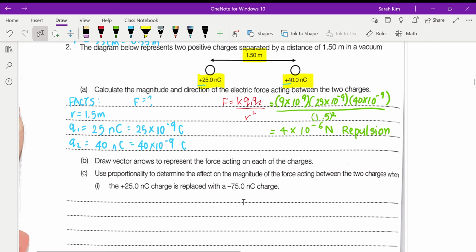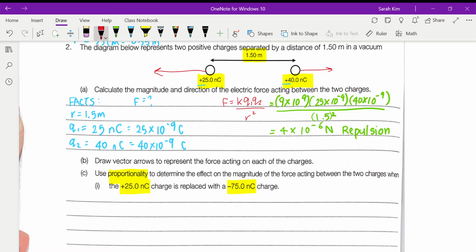B. Draw vector arrows to represent the force acting on each of the charges. So that's pretty simple. It's a repulsion force, so is it going to go towards or away? Well, it's going to be a repulsion force, so it's going to go away, so like this. C. Use proportionality to determine the effect of the magnitude of the force acting between the two charges when the 25 nanocoulomb charge is replaced with a negative 75 nanocoulomb charge.